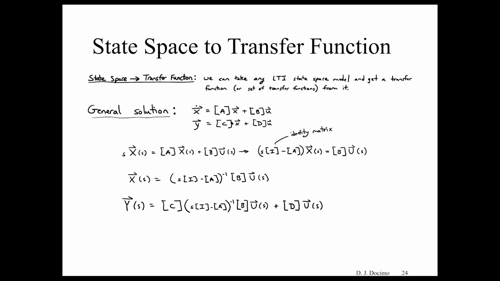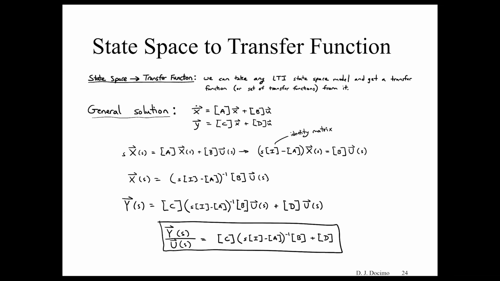So all we do is we plug in for this little x here, it'll be this Laplace transform, this guy right here, multiplied by C plus D times U. And then if we divide by U, we get the way to get a transfer function from any state space model. And you can see that these are actually vectors, implying that if you have multiple inputs or multiple outputs, you can actually have multiple transfer functions that would all together describe different inputs or outputs for the system.